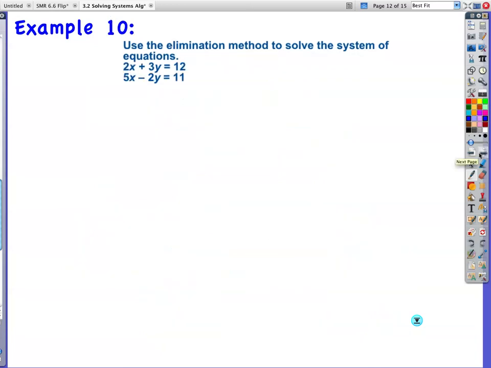Example number 10, use the elimination method to solve. Well, this one, 2x plus 3y equals 12, 5x minus 2y equals 11. Well, shoot. If I multiply this times 2.5, or am I going to multiply the bottom one times 1.5? We try not to do those. Keep it just multiplying by whole numbers.